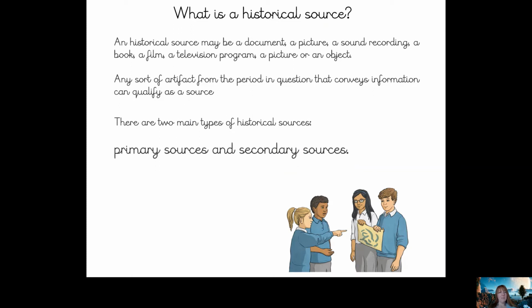So a historical source may be a document, a picture, it might be a sound recording, a book, might be a film or a television programme, or a photograph, I meant, or an object. So any sort of artifact from the period in question that gives information can qualify as a source. Okay, so anything that you've got that tells you about the past, that is your source of information.